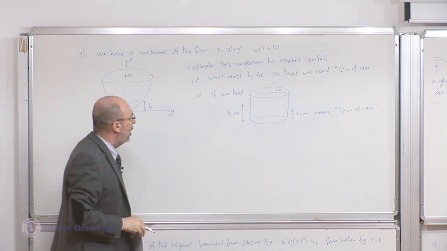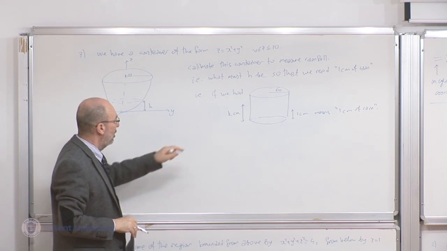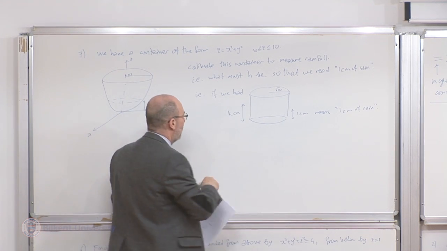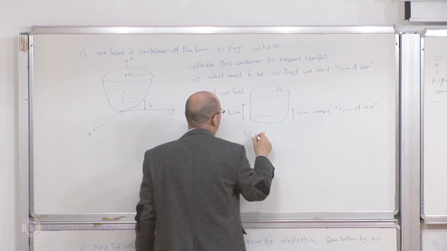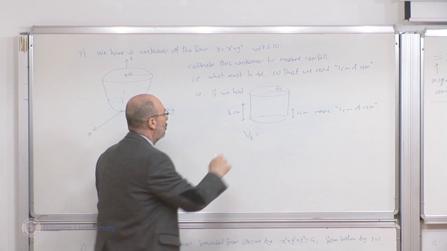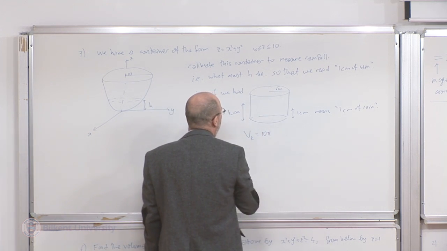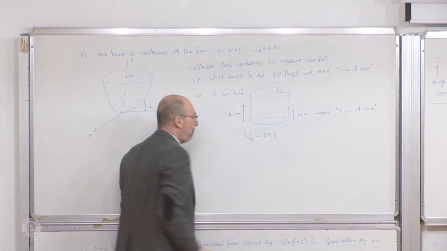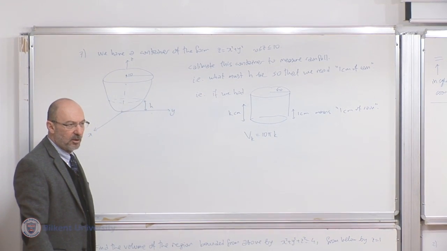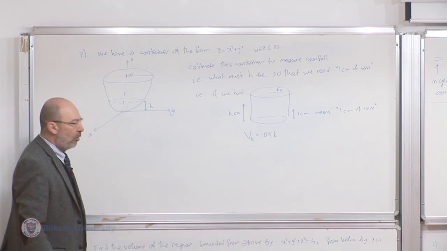So if we have k centimeters here, and assuming that everything is given in centimeters, we know the volume of this. So volume k here is pi r squared. r squared is 10, so 10 pi times height. Okay, so this is the volume here. Then next we calculate the volume here.